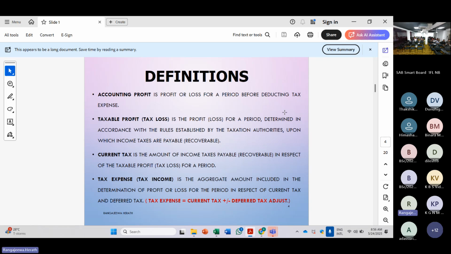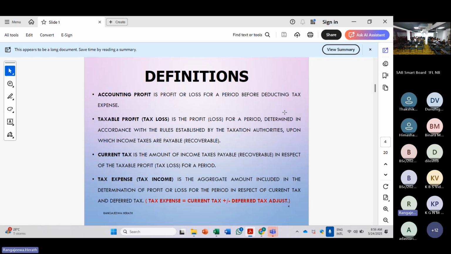Tax expense is the aggregate amount included in the determination of profit or loss for the period in respect of current tax and deferred tax. අපි tax expense කියලා අඩු කරන්නේ current tax එක විතරක් නෙමෙයි. දැන් current tax එක කිව්වොත් මම අර කිව්වේ 80 million into 30% tax rate 24 million. හැබැයි ඔකට adjust කරන්න ඕන deferred tax එක 6 million. So tax expense equals current tax plus or minus deferred tax adjustment. මේක එකතු වෙන්නත් පුළුවන් අඩු වෙන්නත් පුළුවන්.